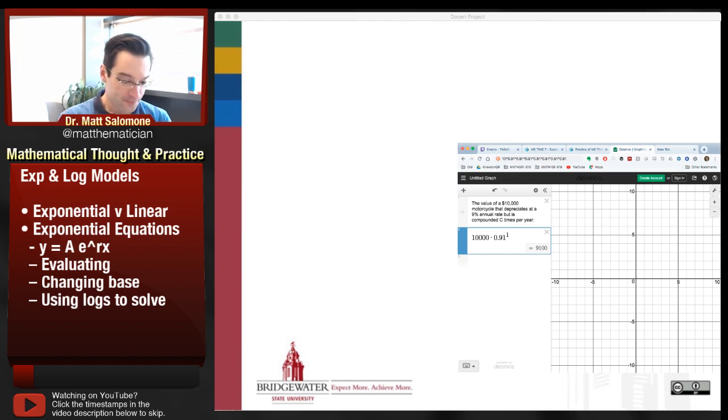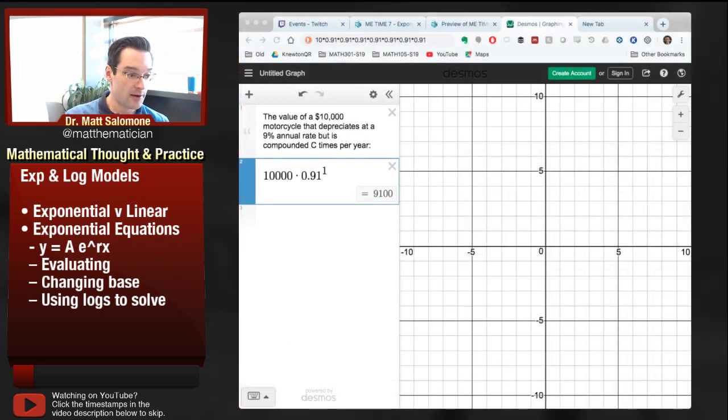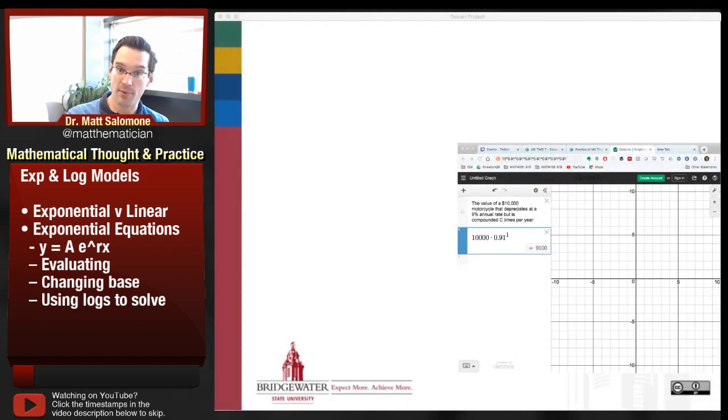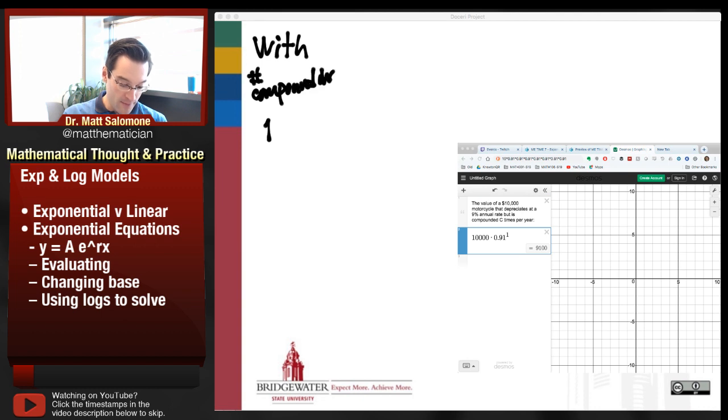This would be the value if I were to depreciate this motorcycle just once by the 9% amount, just once every year. Like every January 1st, I just swipe 9% of the value of this, but the rest of the year nothing happens. So with 1 compounding throughout the year, the value is going to be $9,100.